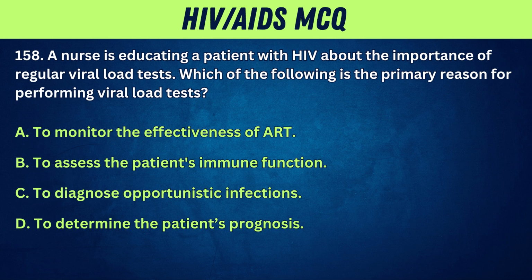158. A nurse is educating a patient with HIV about the importance of regular viral load tests. Which of the following is the primary reason for performing viral load tests? A. To monitor the effectiveness of ART. B. To assess the patient's immune function. C. To diagnose opportunistic infections. D. To determine the patient's prognosis.